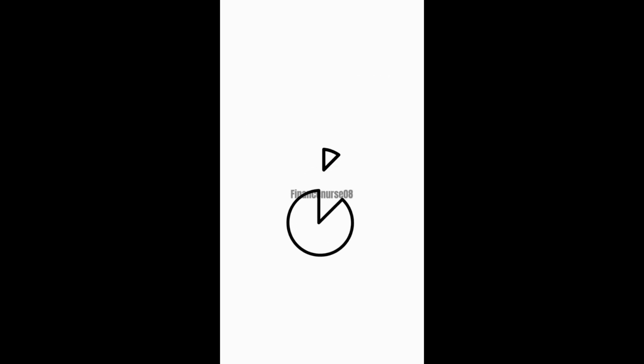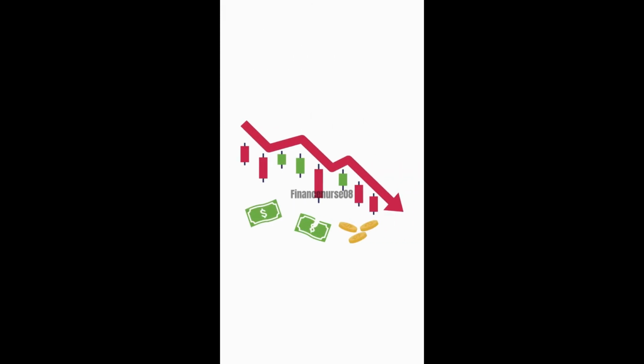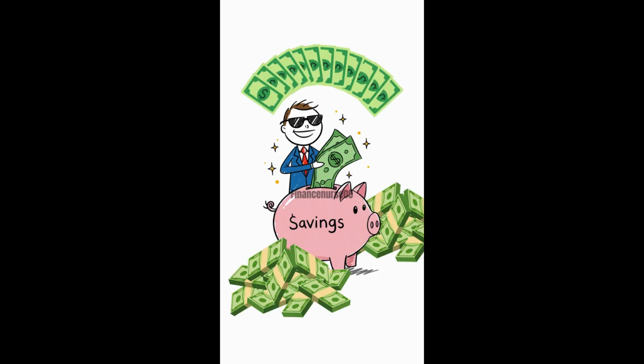But most of that money, over 90%, goes into what's called an accumulation account. This account is linked to big indexes like the S&P 500, but here's the catch, it's not invested in them. So if the market crashes, John doesn't lose a dime. He only earns when the market goes up. No losses, just gains. Think of it like a savings account on steroids.